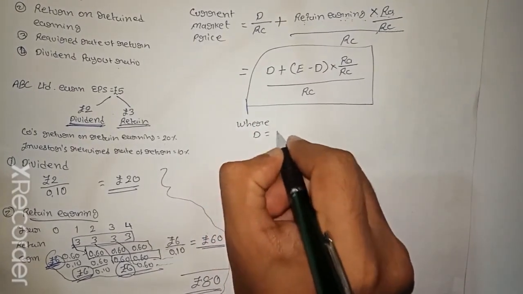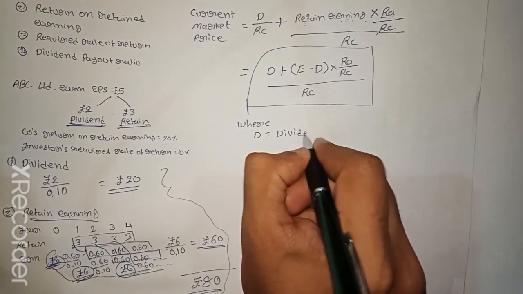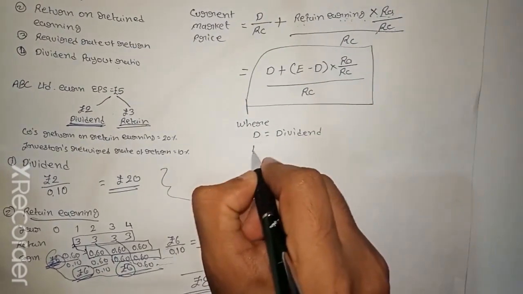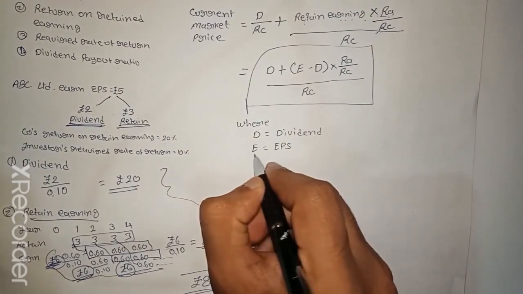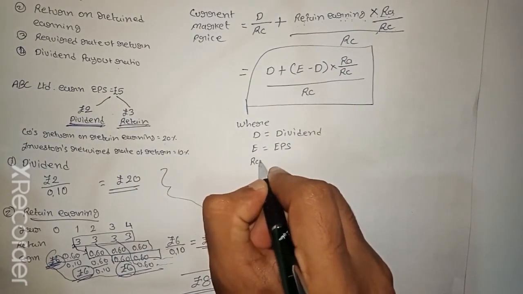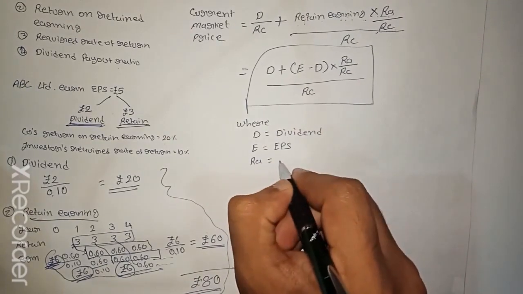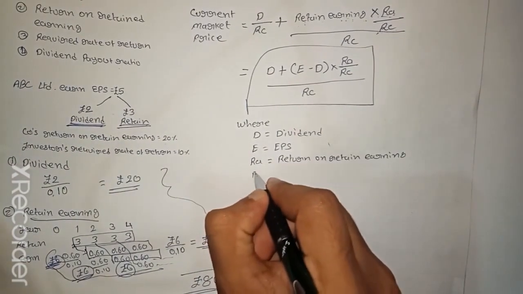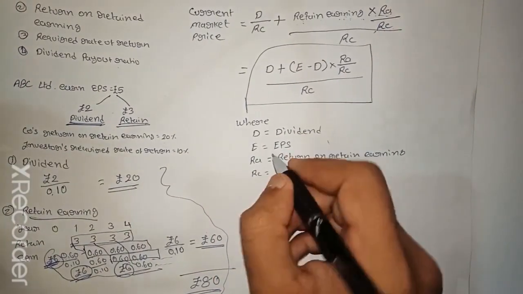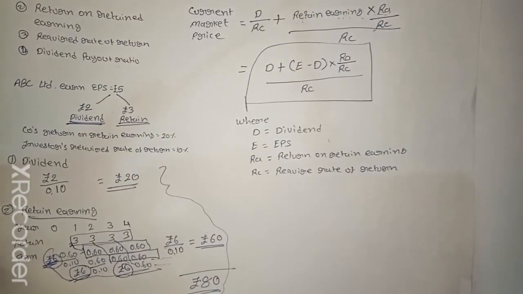D is equal to dividend, E is equal to EPS, R is return on retained earning, RC is equal to required rate of return.